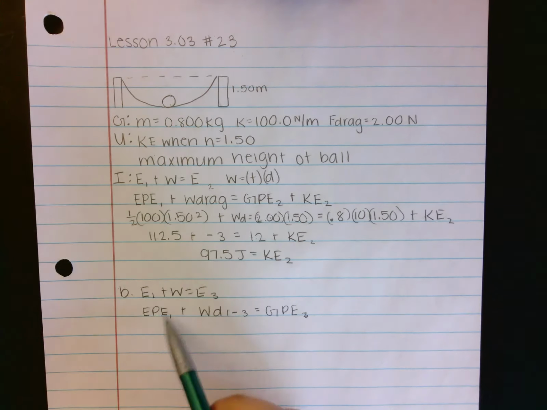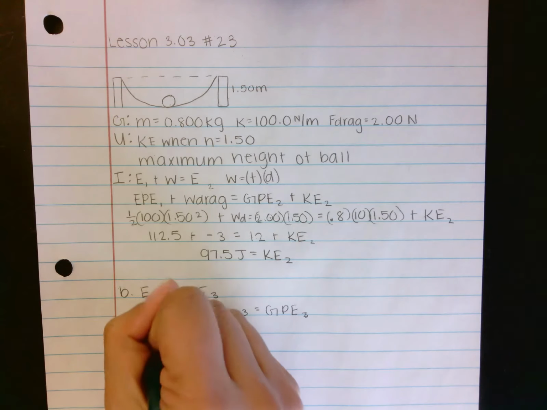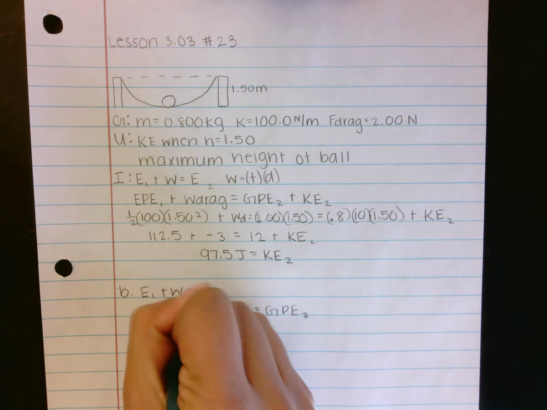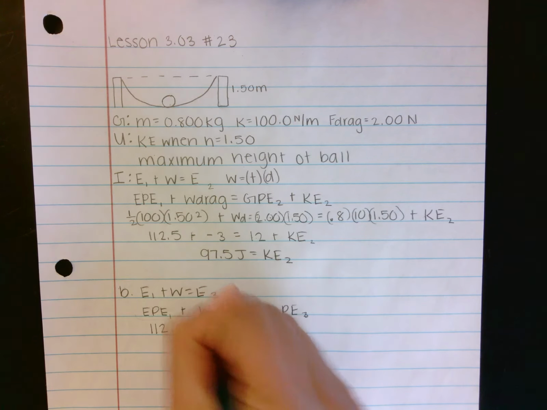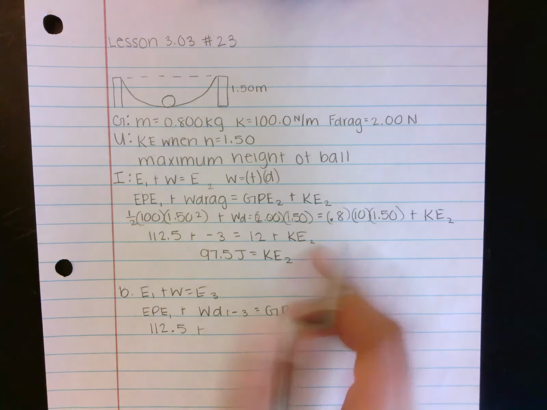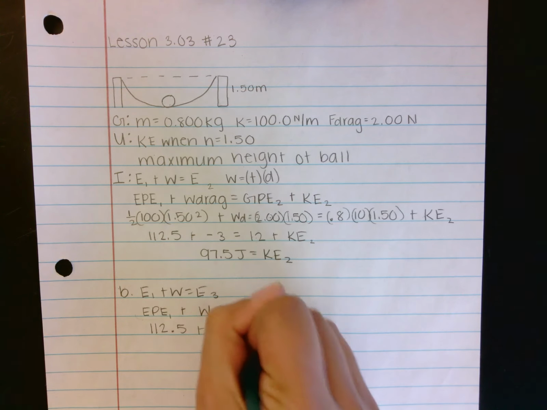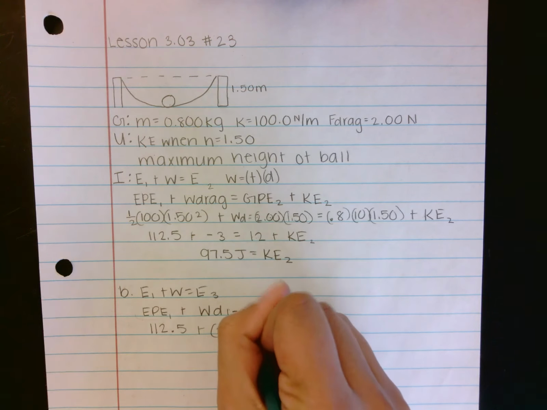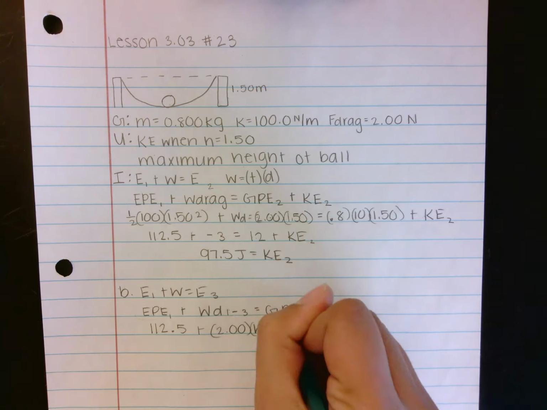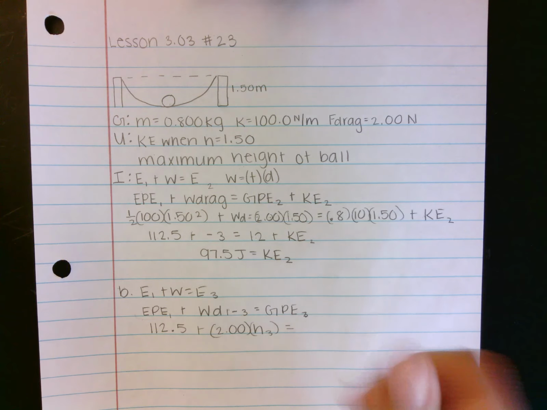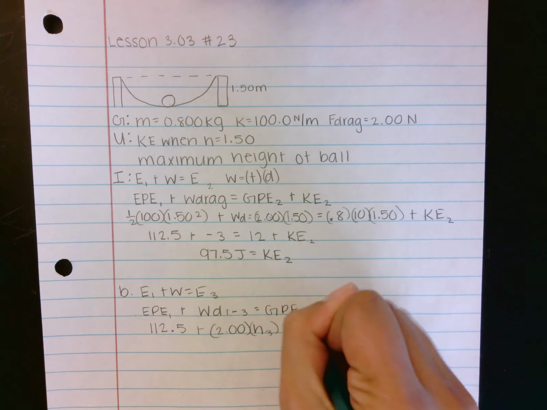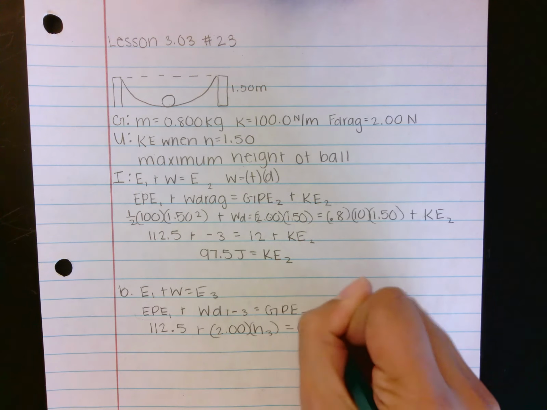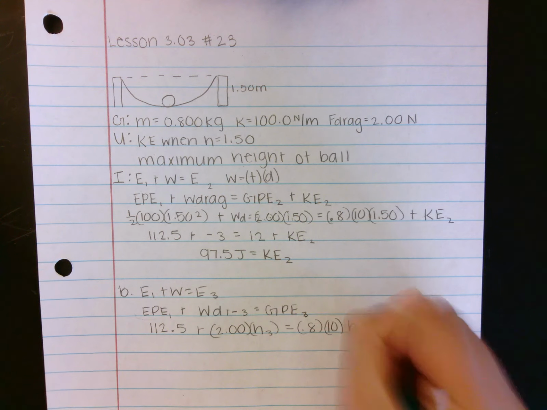So then we can solve this. EPE1 from here was 112.5 plus the work of drag. It's going to be 2, the displacement. And we don't know the height. That's what we're trying to find, H3. Equals GPE, so 0.8 times gravity times H3.